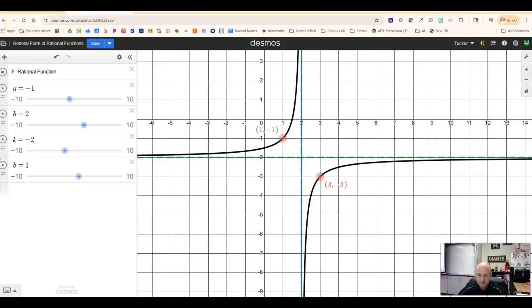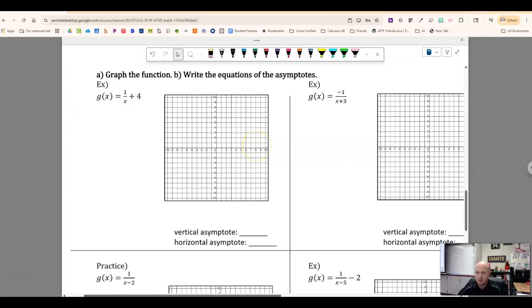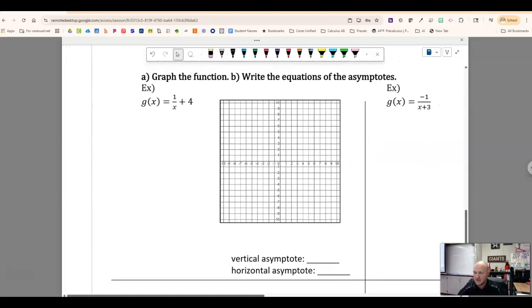All right, so let's check out an example. Here is example number 1. They say graph the function and write the equation of the asymptotes. So g of x equals 1 over x plus 4. I like to identify a, h, and k just because it is good habit. So a is 1, h is 0, and k is 4.